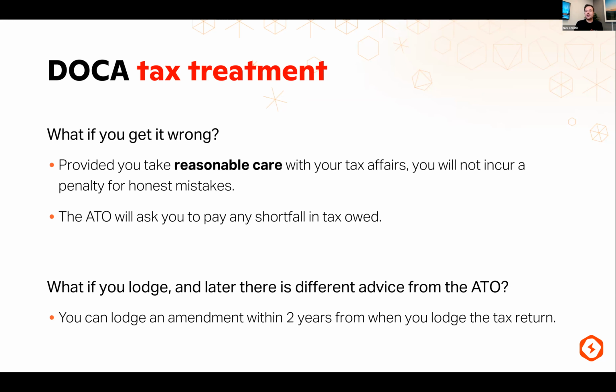And then let's say you do lodge your tax return, and later there is some advice received from the ATO on the specific Dock arrangement and how that should be treated. If that happens, you're allowed to lodge what's called an amendment. Provided that happens within 2 years from when you lodge your tax return, you'll be able to amend it to update the outcome. That might be to declare more tax or less tax, but you are allowed to do that as well.